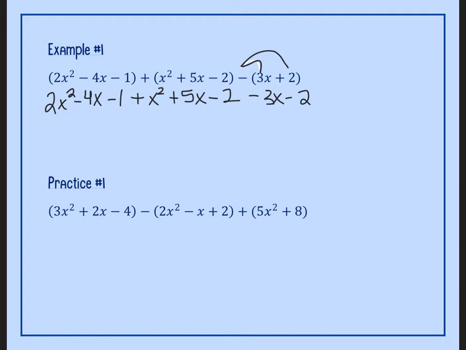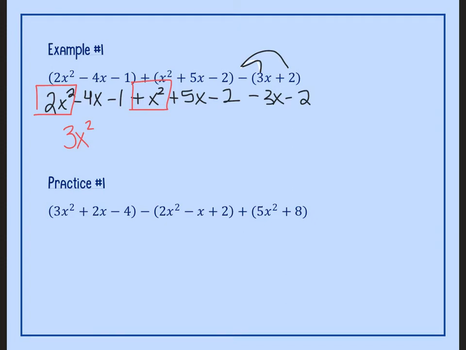Next is to look for like terms. We're going to start with our highest exponent. So we're going to start with the x squared. So we can only combine x squareds with other x squareds. So we have 2x squared, and if it doesn't have a number, this is a 1. So 2x squared plus 1x squared, we only combine the coefficient in the front, and the term stays the same, so it's still an x squared.